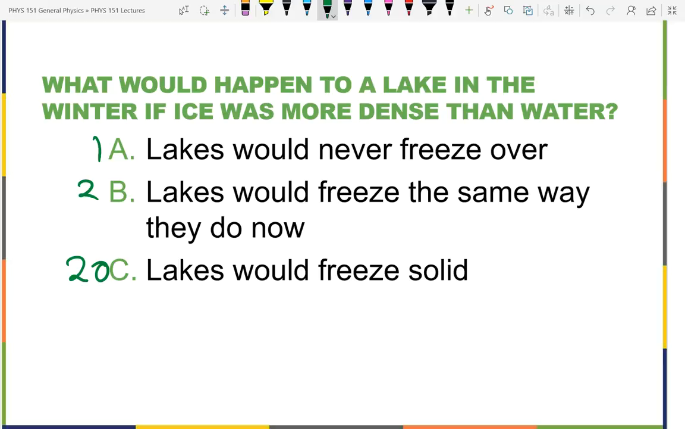You would freeze little flecks of ice on the top, and the little fleck, as soon as it freezes, sinks to the bottom. And so the bottom starts building up more and more ice, and you keep freezing the top because you don't have an insulator. And then you just freeze the whole darn thing.